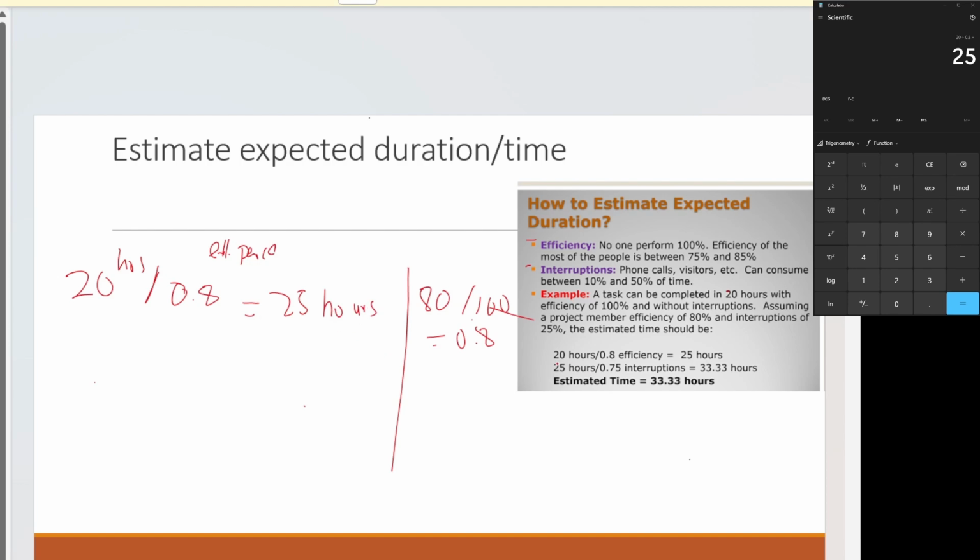Now we want to calculate how long it would take them to finish this task with 25% interruptions. But before we do that, we're supposed to do one thing first: 100 minus 25, which is the interruptions I have. This will give us 75. This is a percentage, so I have to convert it again to a decimal number.